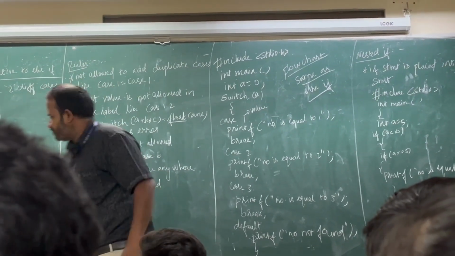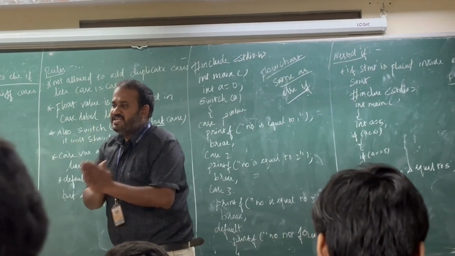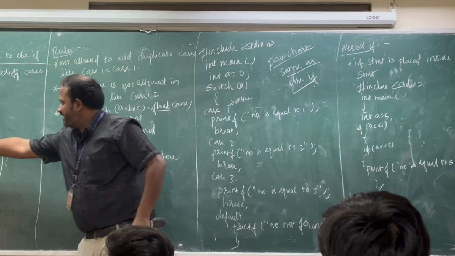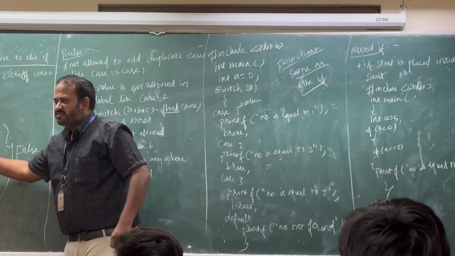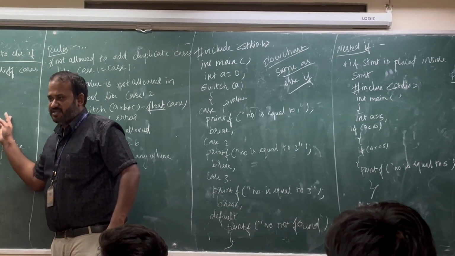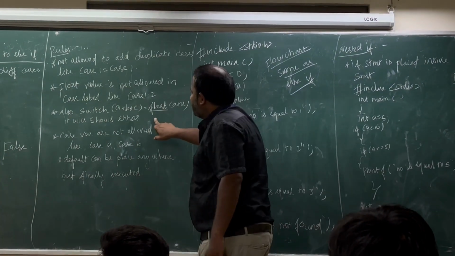The second rule: a float value is not allowed in a case label, like case 1.1. As I told you, you have to write only the integer value here. If you write any float value, like 1 point something, it will show an error. So a float value will not be considered in the switch statement.